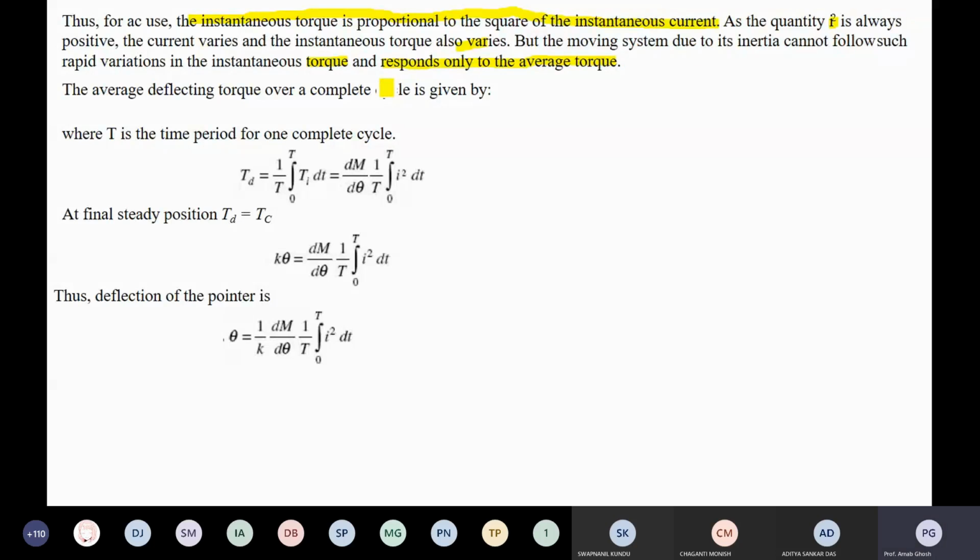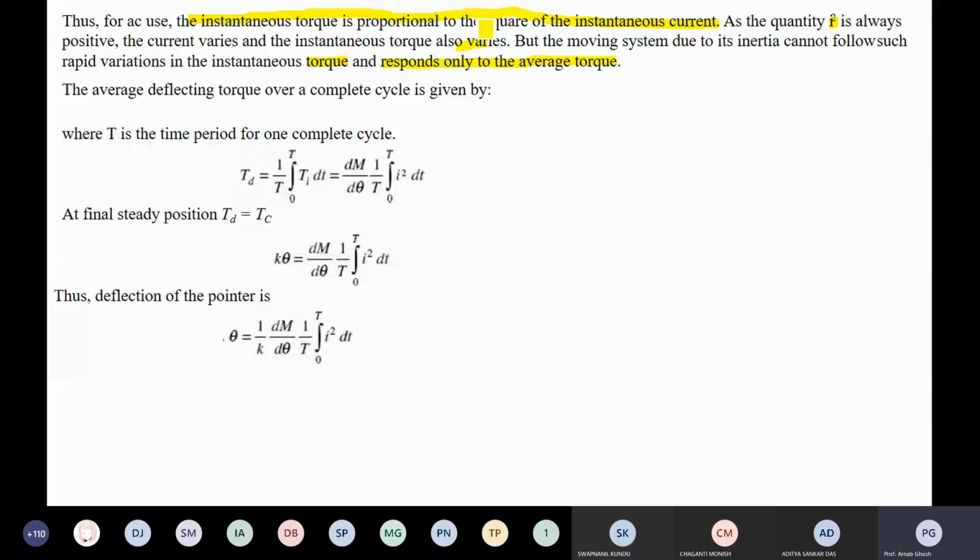The average deflecting torque over a complete cycle is given by the following, because you know that what we have is the instantaneous value, but the measuring instrument has to convert all those instantaneous values into the RMS value, the equivalent DC value. That is the most important feature of this type of measuring instrument. In case of DC there is no problem, you directly get the capital I, the average value. In case of AC you do not directly get that value, so you have to convert it.